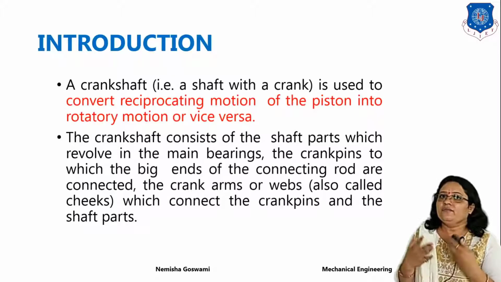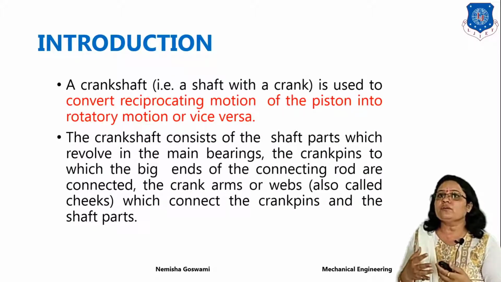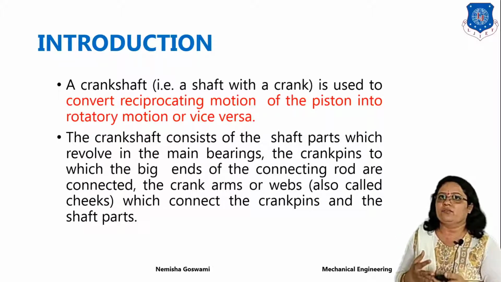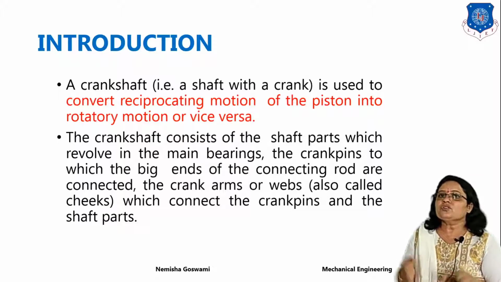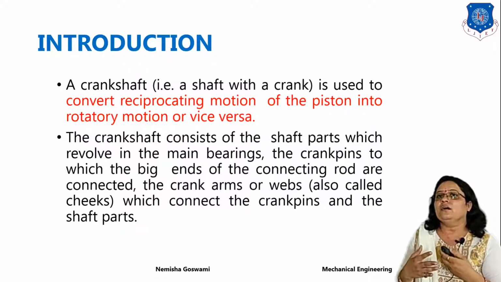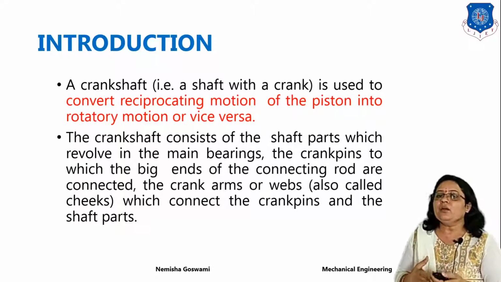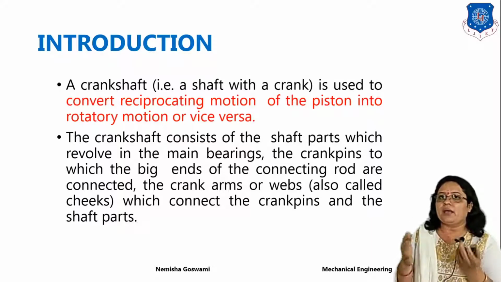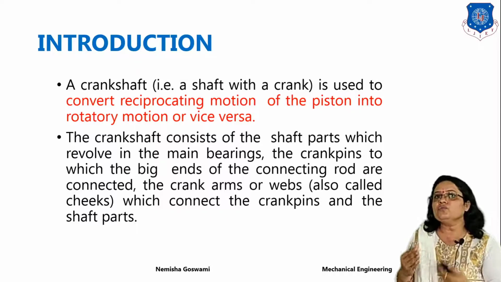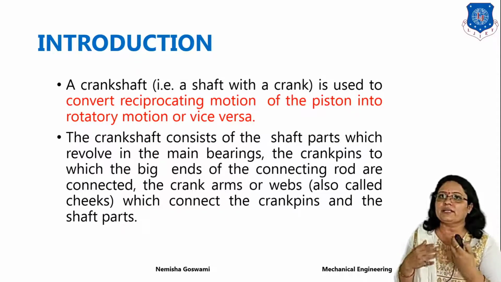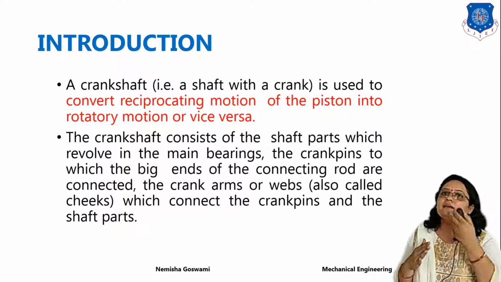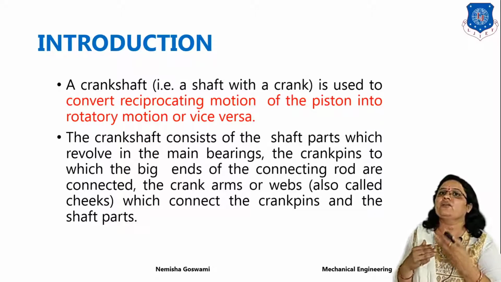A crankshaft, used with a crank, converts the reciprocating motion of the piston into rotary motion, or vice versa. So this is the basic fundamental. Now, what are the components of which a crankshaft consists? The crankshaft consists of the shaft parts, which revolve in the main bearings. I have already explained that bearings are used for the supporting function, and the crankshaft revolves inside the bearings.